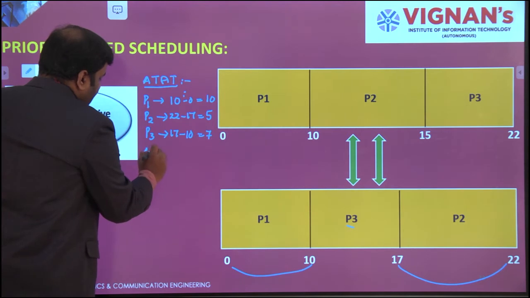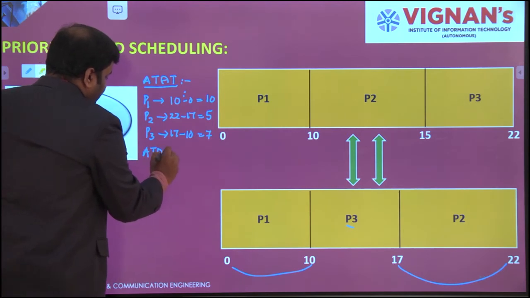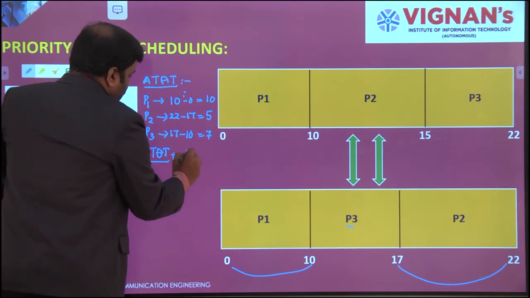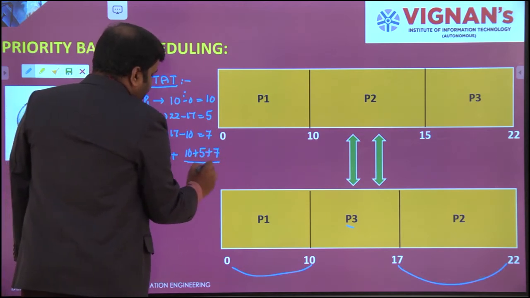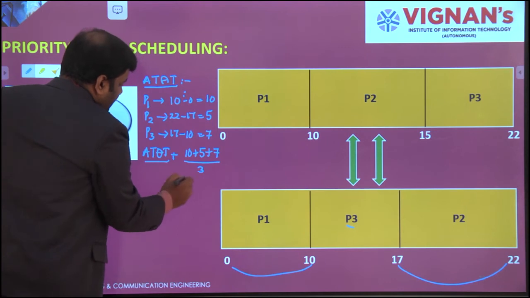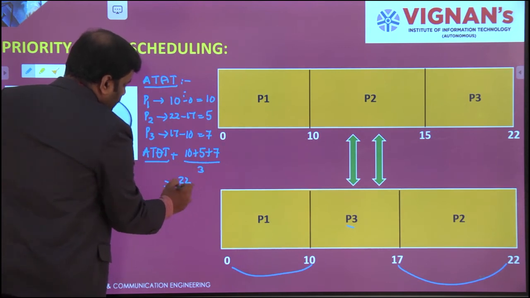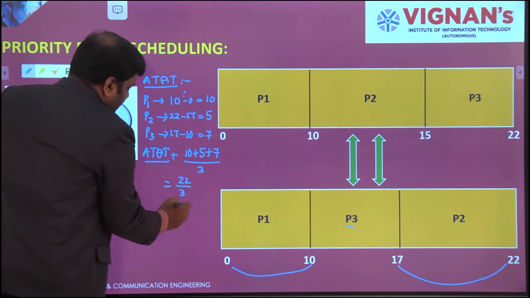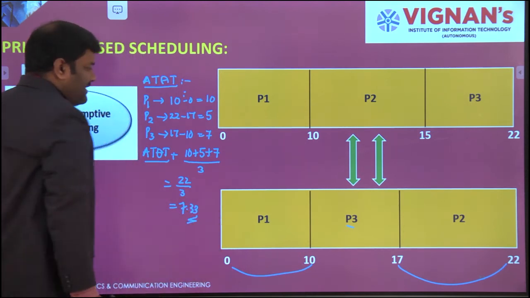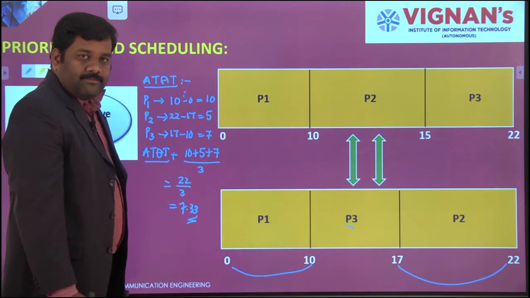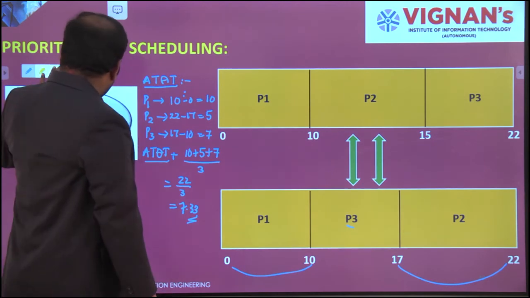So whenever you need to calculate turnaround time, 10 plus 5 plus 7, and having 3 processes, that will be 22 by 3. This will be 7.33 seconds or milliseconds, right?